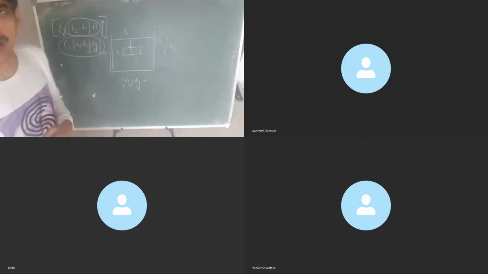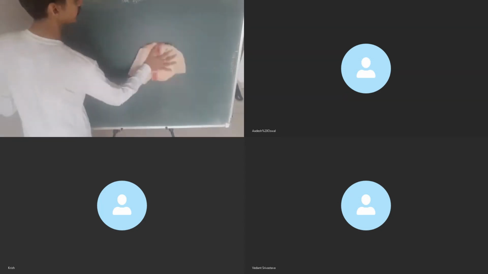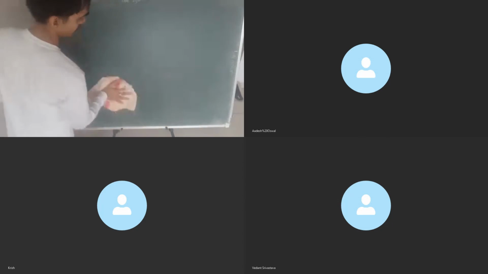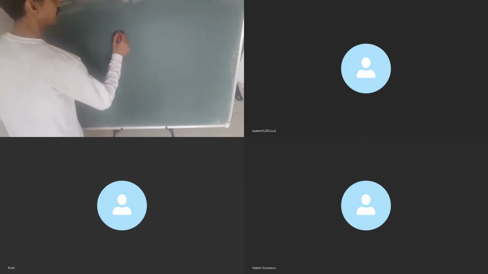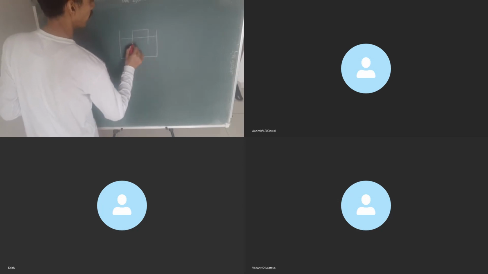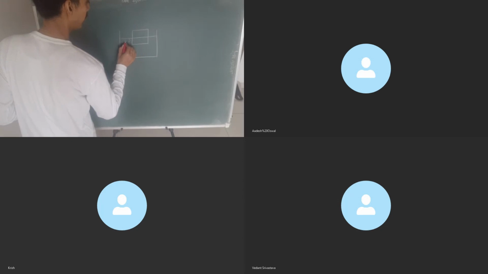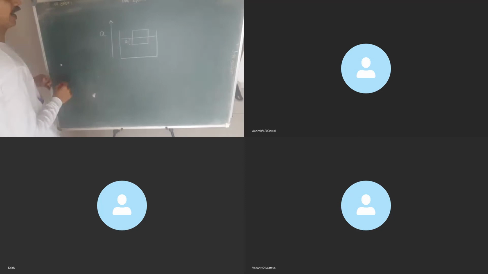Question number 2, which we will use to end this class, write down. A log of wood floating in water is kept in an elevator moving up with acceleration A.